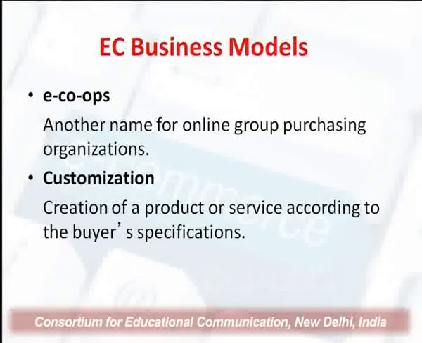Then of course another very important business model is the online group purchasing organization. This is also called e-co-ops. These are also group purchasing only, but co-ops comes from the word cooperatives. Cooperatives means that they form a group, and these groups work online. They don't work on a physical level, but they work online, and then they do the group negotiations.